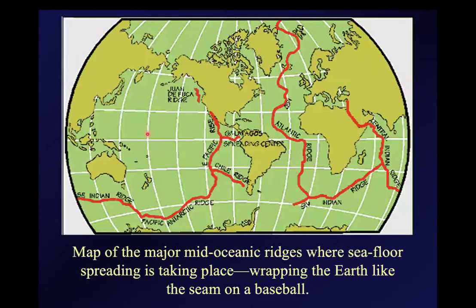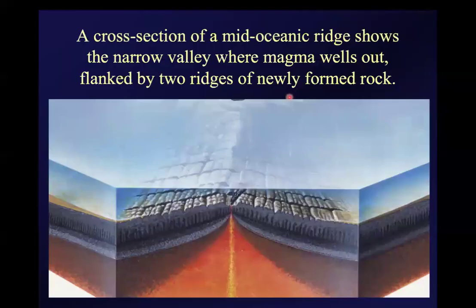So these are the main mid-oceanic ridges where seafloor spreading is taking place. I pointed out the mid-Atlantic ridge running right down the middle of the Atlantic. The East Pacific Rise is a big one. The Central Indian Ridge, also called the 90-degree ridge, is right there. These are the places where new crust is being built. And if you could see it in cross-section, it would look like this.